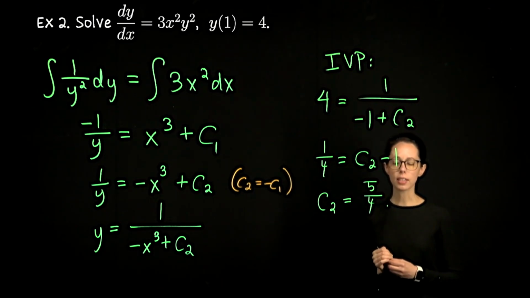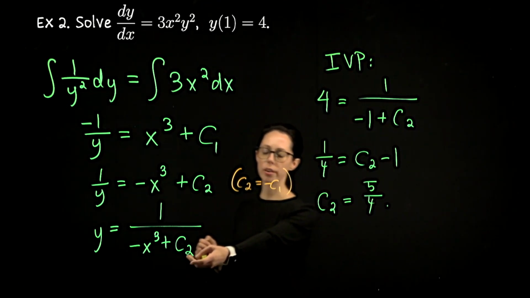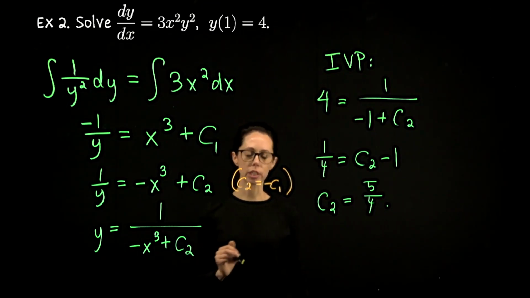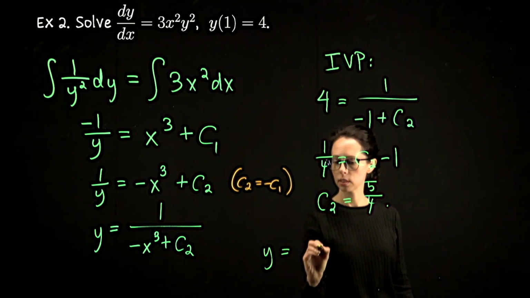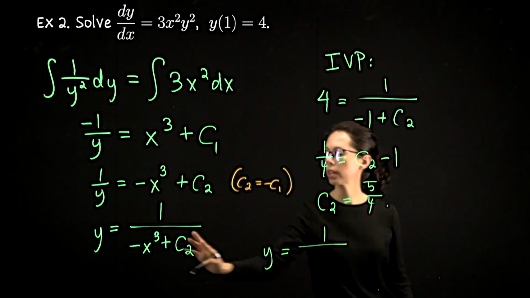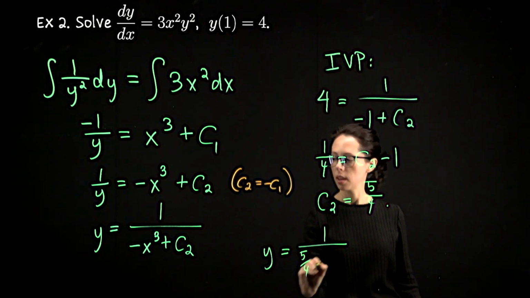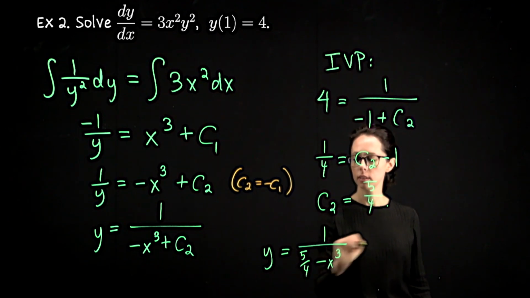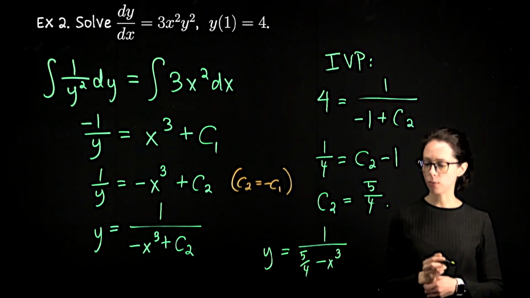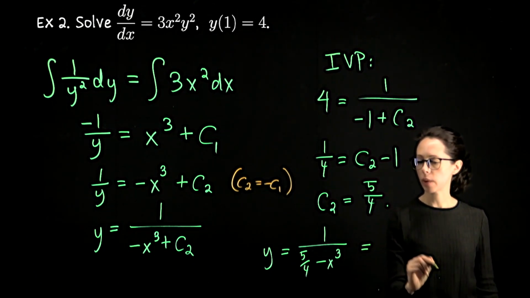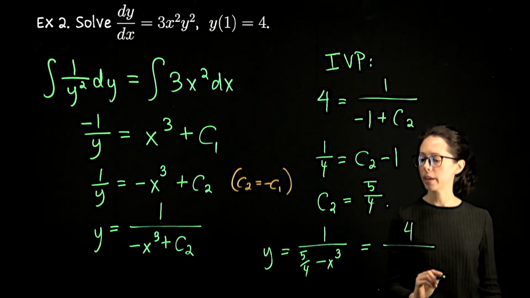Okay, so now I've got that constant. We can go back to this form of the solution and replace this constant now with what we just found. So y equals 1 over, I'm actually going to switch the order here. I just think it looks a little prettier that way. So 5/4 minus x cubed. And then again, just to make it look better, I'm going to multiply this fraction by 4 over 4 to write that the solution is 4 divided by 5 minus 4x cubed.